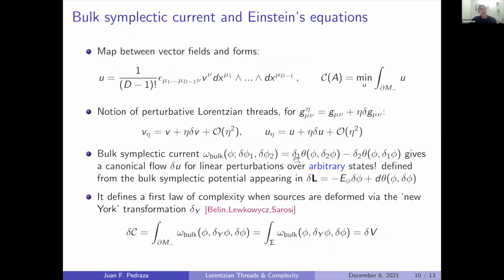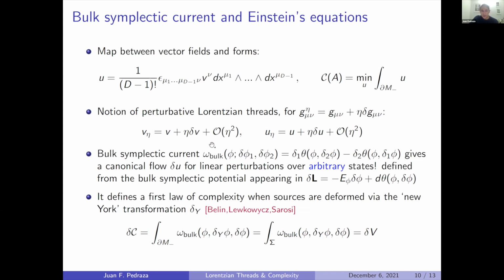Now let me move to one of the applications, that is the connection with Einstein's equations. In order to do that, it was natural for us to reformulate this formalism in terms of differential forms. We know that vector fields map to d-1 differential forms, and therefore we can likewise reformulate the flux minimization in terms of a flow in terms of differential forms. Next, we develop a notion of perturbative Lorentzian threads or flows, and for that we imagine having a state that is slightly perturbed over a reference state, in such a way that the flow also develops a correction that is linear or higher order in the perturbation.